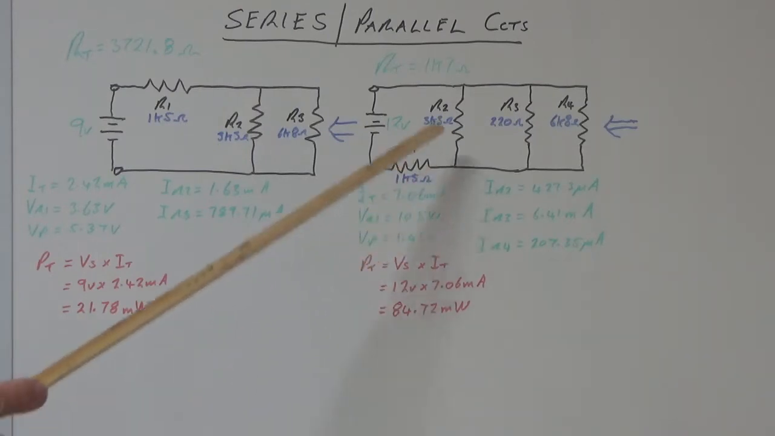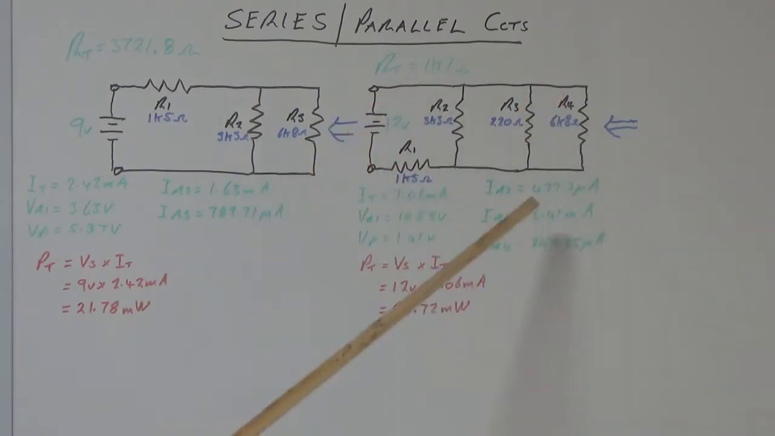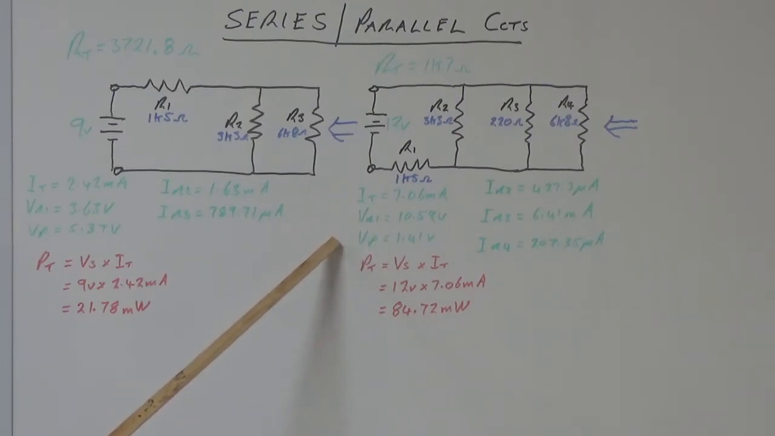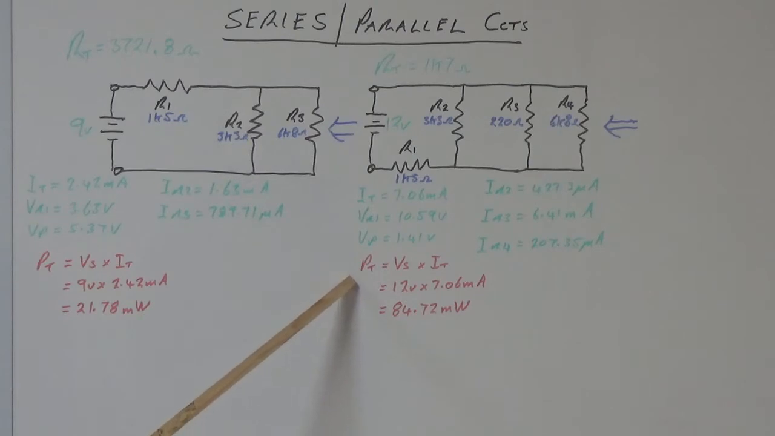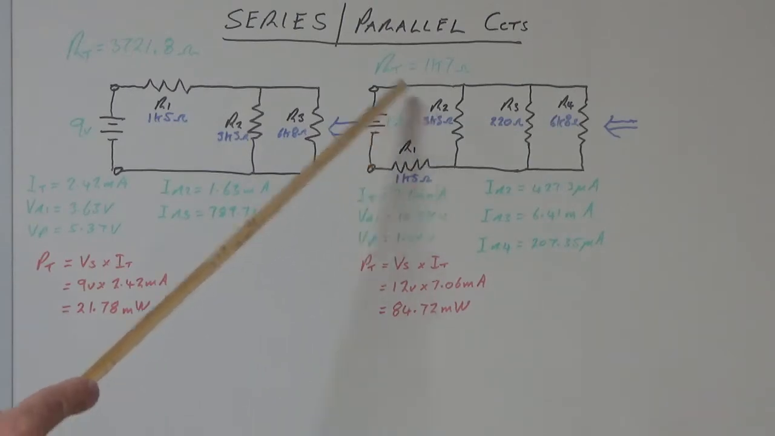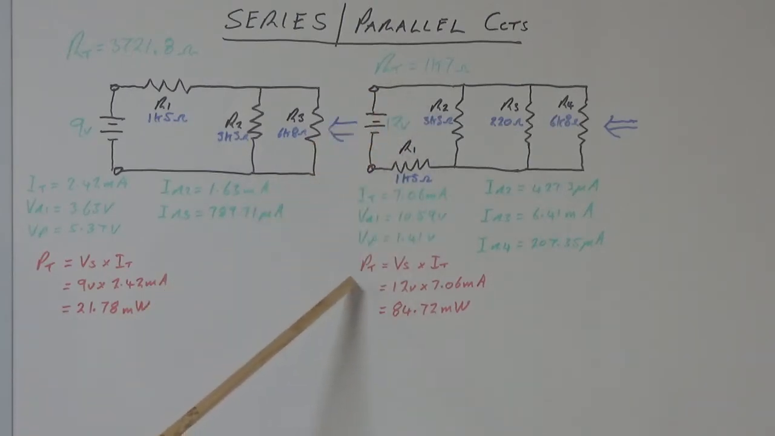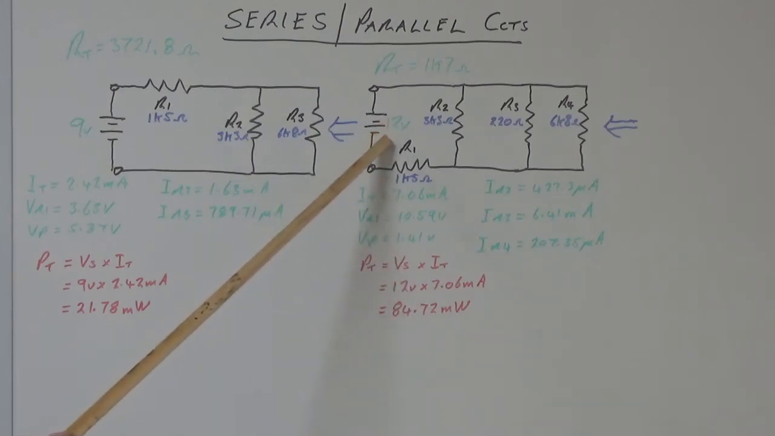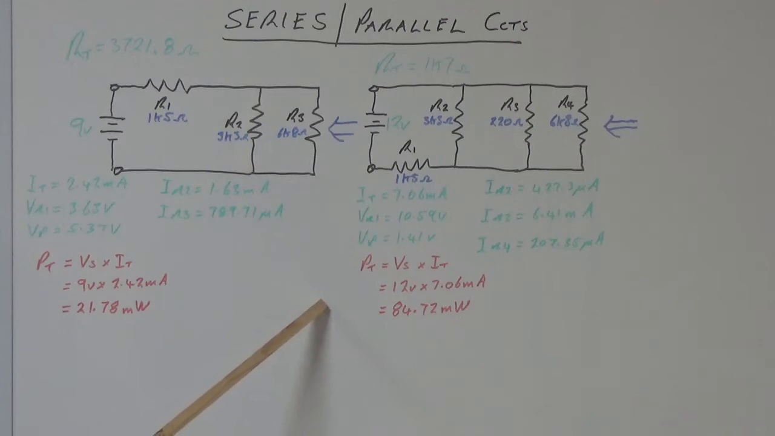We've done the same thing for this combination over here. As you can see here, we've just written down all the values that we calculated before. And you can see for this circuit, this is operating on 12 volts. So again, your total power is your supply voltage times your total current, which we've got written up there, and we end up with 84 points.